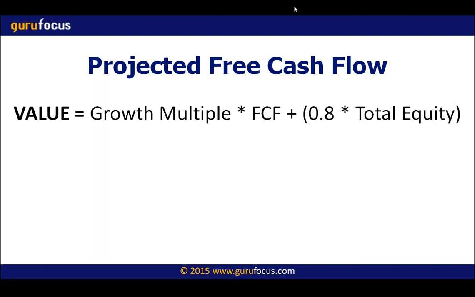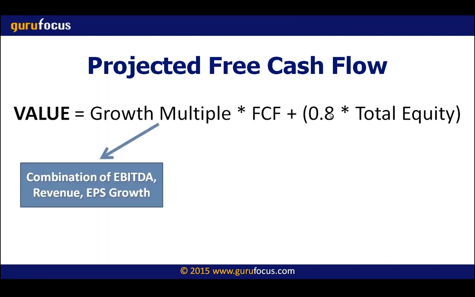Let's look at projected free cash flow. This is very similar to discount cash flow. It's just designed for more erratic companies. Here's what it does. The formula uses a growth multiple for that company, multiplied by the free cash flow, which adds in the majority of the total equity. The growth multiple is a formula. It's a combination of EBITDA (earnings before interest, taxes, depreciation, and amortization), revenue, and earnings per share. Growth calculates all those growth figures and produces this averaged growth multiple.